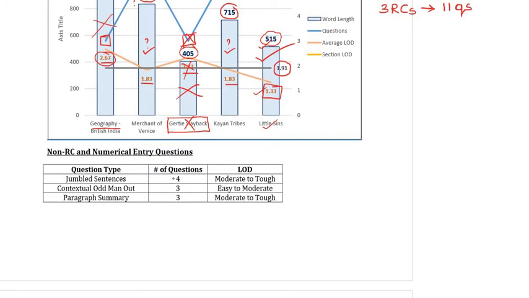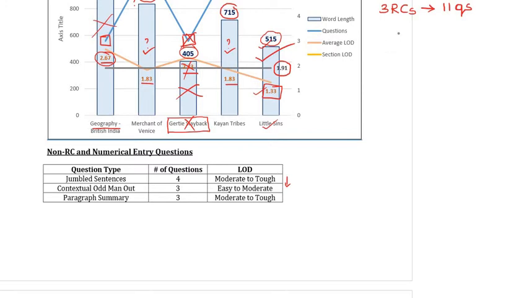In this mock, we can see that the jumbled sentences ranged from moderate to tough, whereas the contextual odd man out questions were slightly easier, ranging from easy to moderate, while the para summaries were again moderate to tough. So while we tell students to attempt all the TITA questions in verbal, here when we say the number of good attempts, we would say that anywhere between 3 to 4 questions out of 10 would be a decent performance. When I say 3 to 4 good attempts, it means that these are the questions where I am very strongly confident about my chances of getting the right answer.